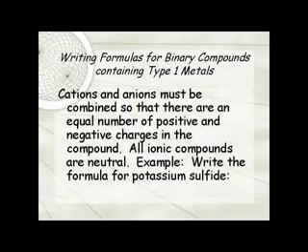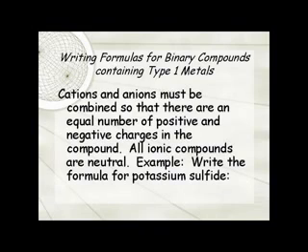Naming compounds given their formula is very important, but so is writing the formula for a binary compound containing a type 1 metal if you're given its name. When we write the formula, here's some things we need to keep in mind. One is that the cations, or the positive ions, and the anions, which are negative ions, must be combined so that there are an equal number of positive and negative charges in the compound. All ionic compounds are neutral.